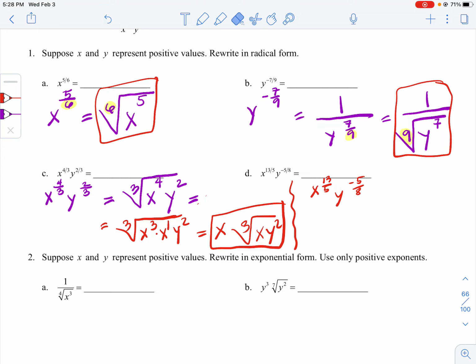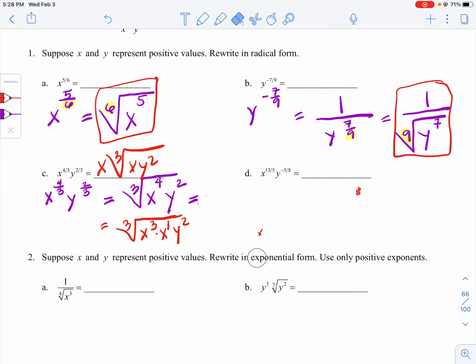Does that make sense? So let me copy that answer here, xy squared, so that we have a bigger space. So this is x 13 over 5, y to the power of negative 5 over 8. And because this is a negative, it goes down. So I'm going to keep my x to the power of 13 over 5 on the top, and then I will put y to the power of 5 over 8 at the bottom.